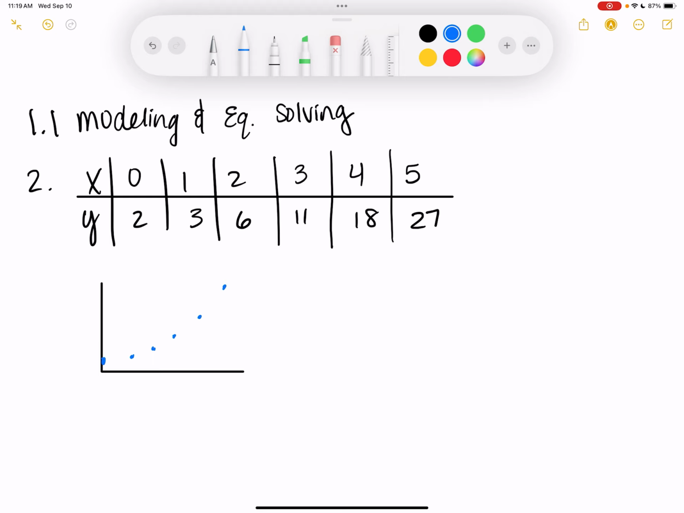Now, do these points look like they make a line? No, they make a curve up. Right, they make a curve. So the second part of the instructions wants us to find the algebraic model for what this looks like.